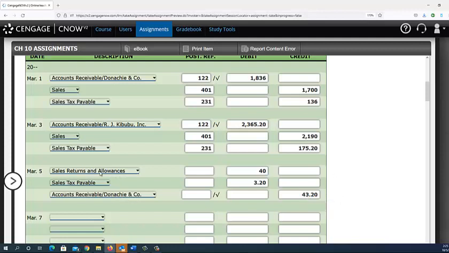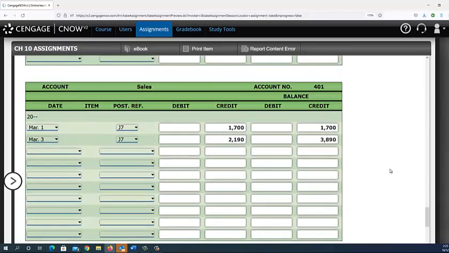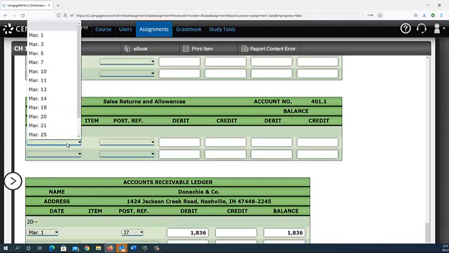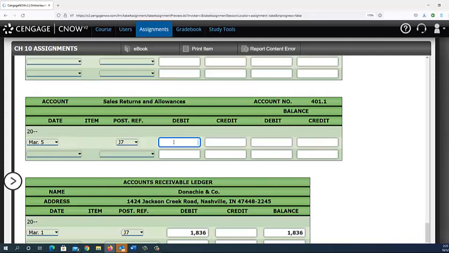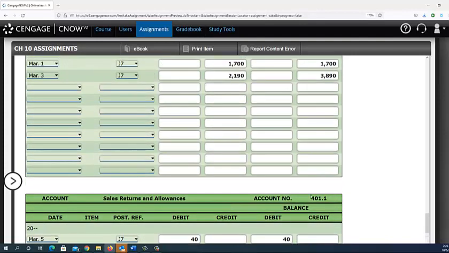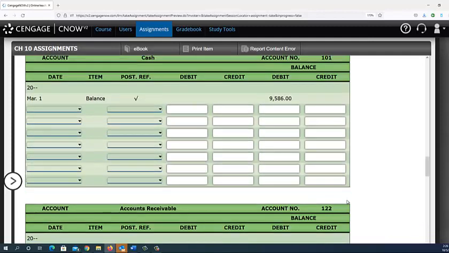So now we will post these. We'll go to sales returns and allowances and give that a debit of $40, and bring the balance over. And this is a contra account to sales, so it has an account number similar to sales but with a .1 after it, so 401.1.